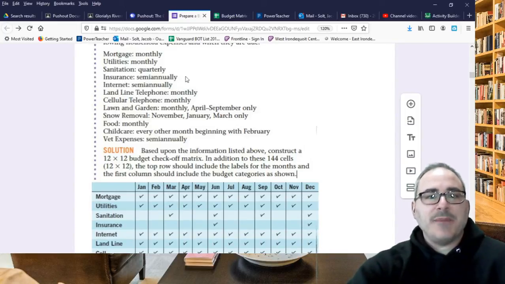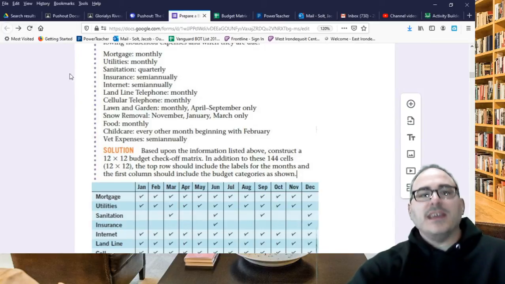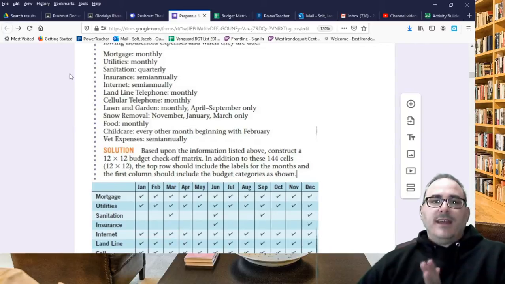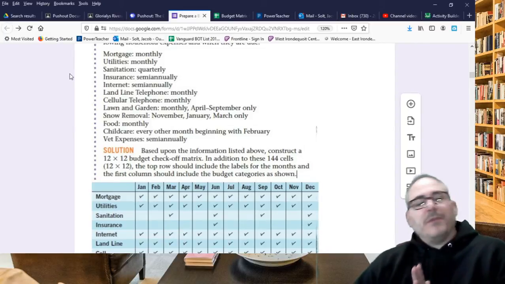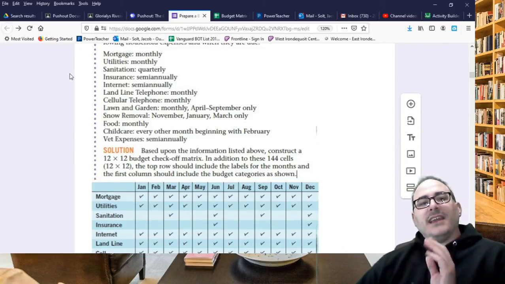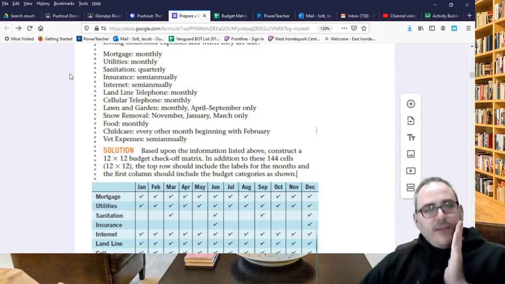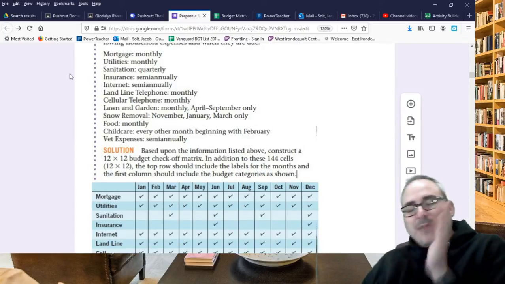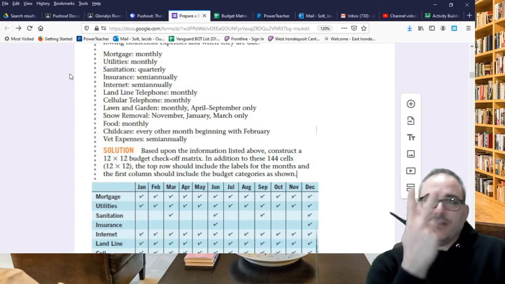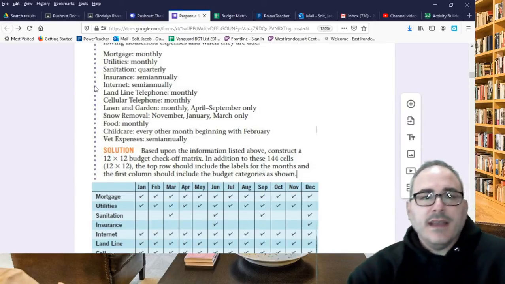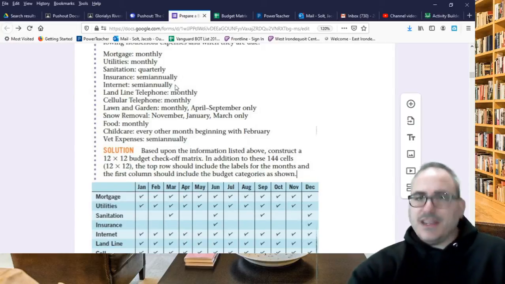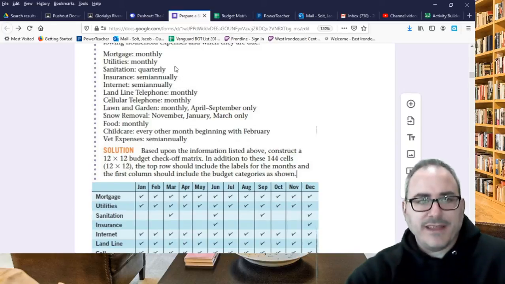Insurance, semi-annually. Semi-annually means every half year. I know that can be kind of confusing for some people, but semi-annually is every 6 months. There are 12 months in a year. Half a year is 6 months. Semi-annually means you're going to pay twice a year. Internet, semi-annually. I don't pay my internet semi-annually. I pay that monthly. But okay, internet semi-annually means twice a year.